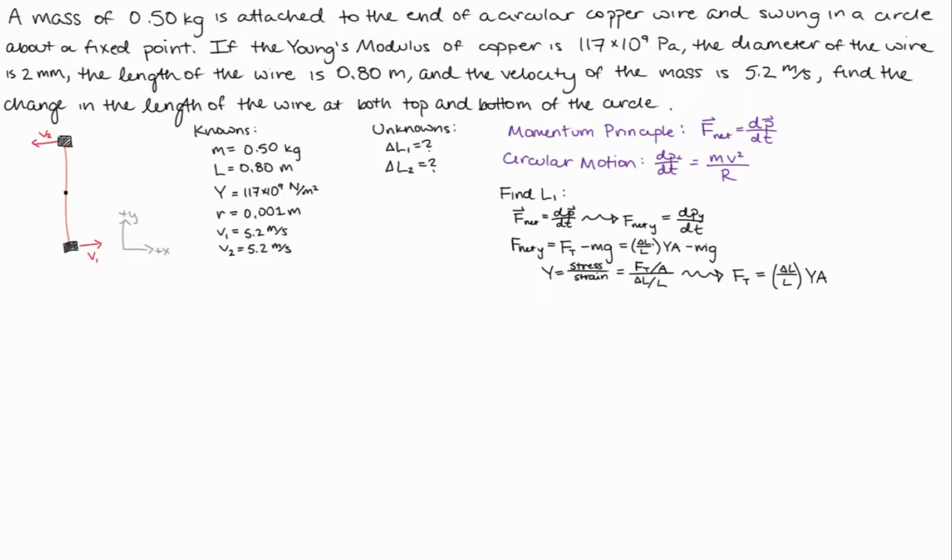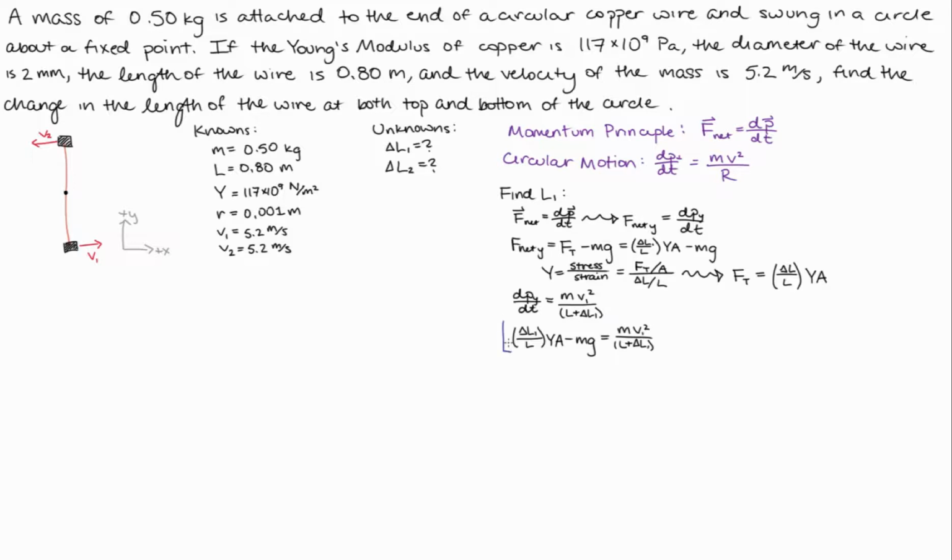We will also use our knowledge of curved motion, which tells us that dpy dt is equal to mv1 squared all over L plus delta L1. Then we plug both of these into the momentum principle. This gives us an expression for delta L1 in terms of our known quantities. Now we must solve for delta L1.